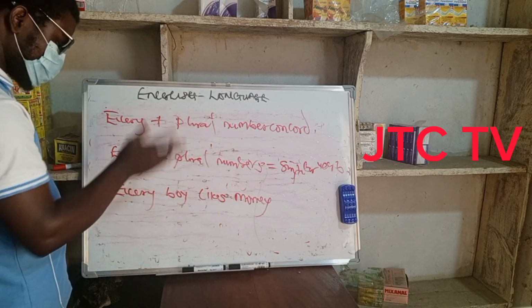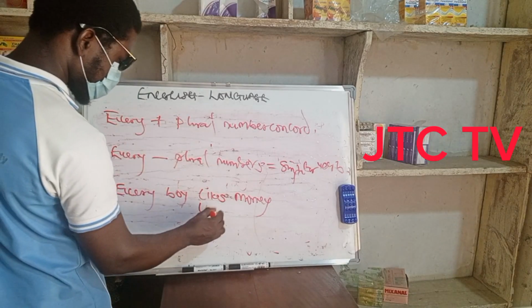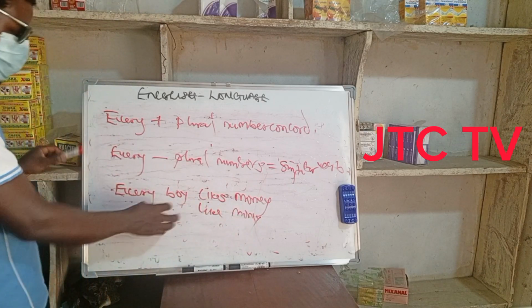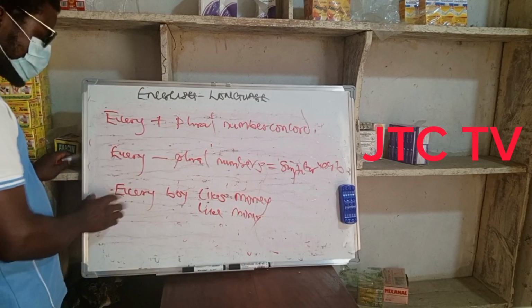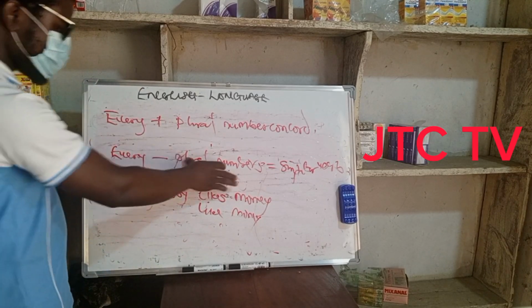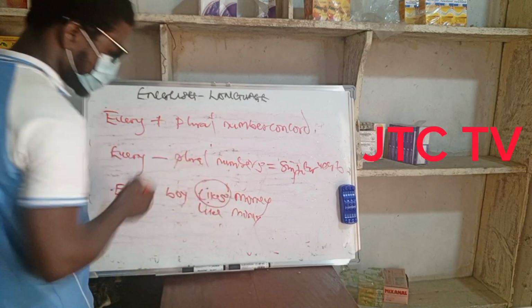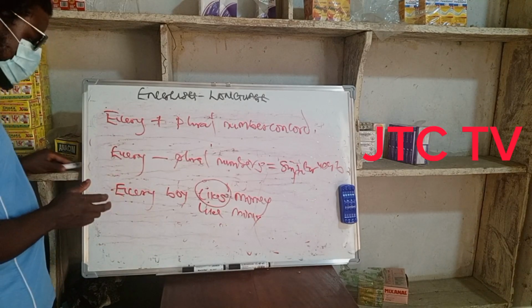Negative, the verb is what? Singular. It is wrong for you to say every boy like money. It is wrong because the boy is singular. The verb should be singular. So every without a plural number goes with a singular verb. Okay, I believe you understood this.